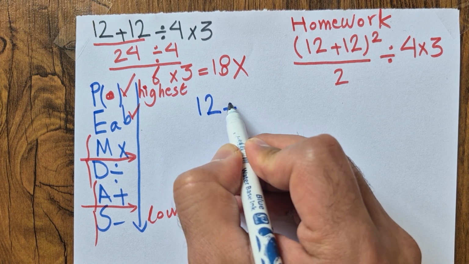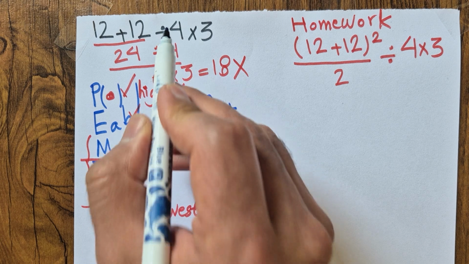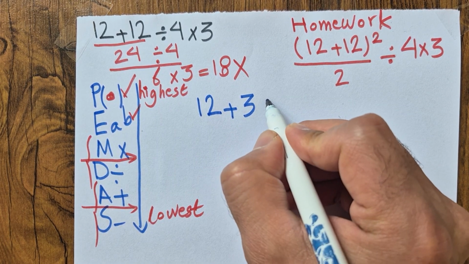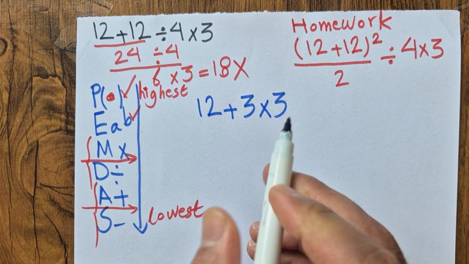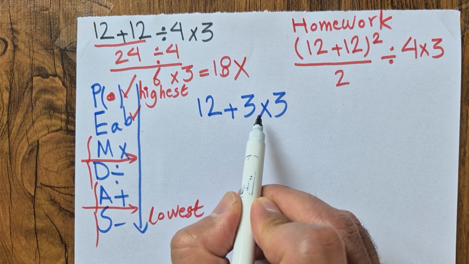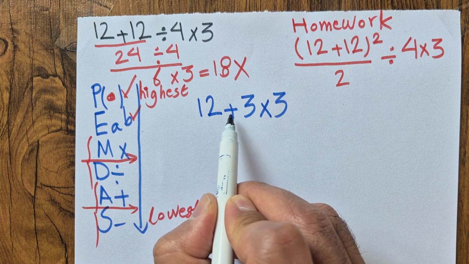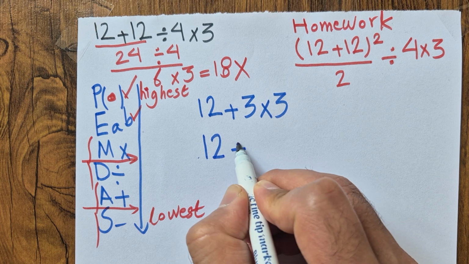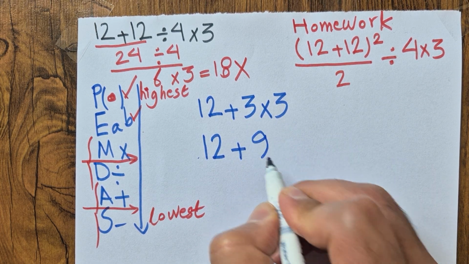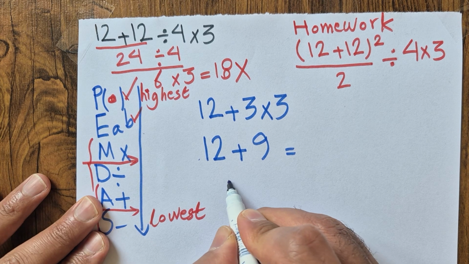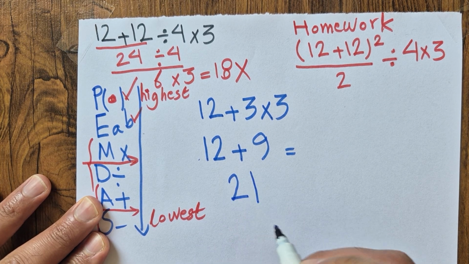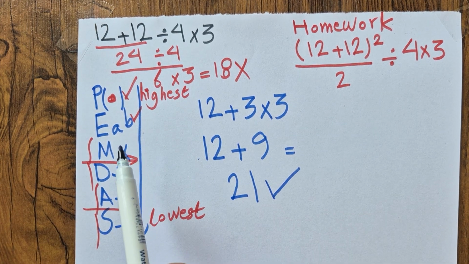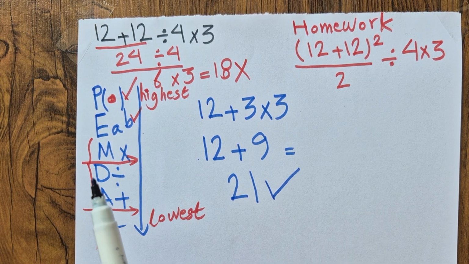So 12 plus 12 divided by 4 gives us 3, right? And then 3 times 3. We have another multiplication, and we must do that before this addition. So 12 plus 3 times 3 gives us 9, and 12 plus 9 gives us 21, and that's the only correct answer according to the international rule of PEMDAS.